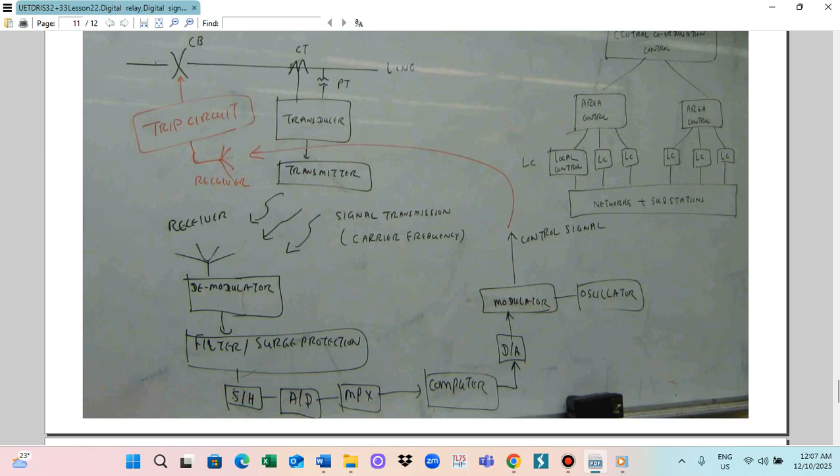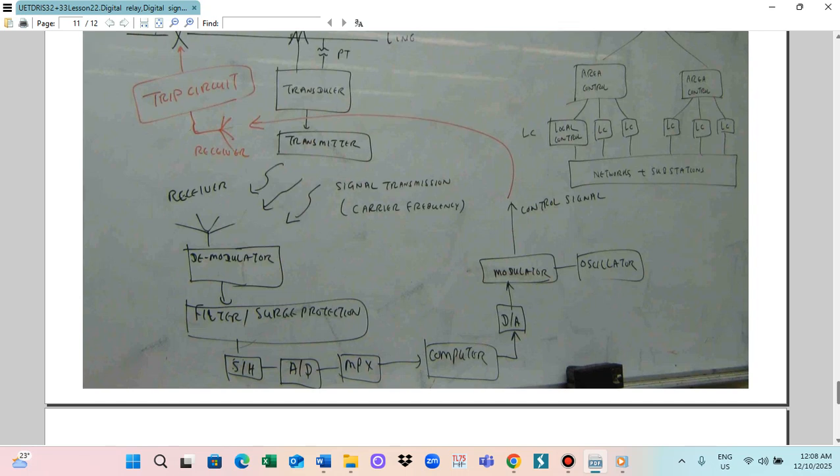Firstly, the CT and PT send the signal and transfer it to the transducer. This signal is transmitted, combined with the carrier frequency. The receiver receives and demodulates, and fader and surge protection are performed, then the sample-and-hold circuit and analog to digital, and then they feed to the computer. After the computer processes the signals, they are converted to analog, and the modulator combines them with the carrier frequency produced by the oscillator. Then the control signal is sent to the relay side, the circuit breaker receives it, the trip circuit operates, and the circuit breaker turns off. So this is the typical system.